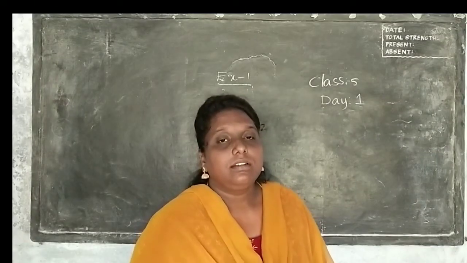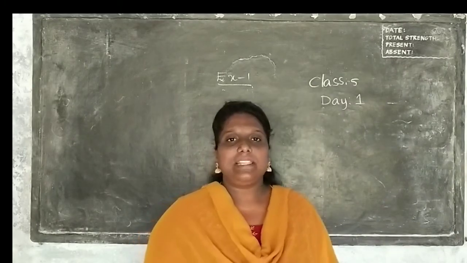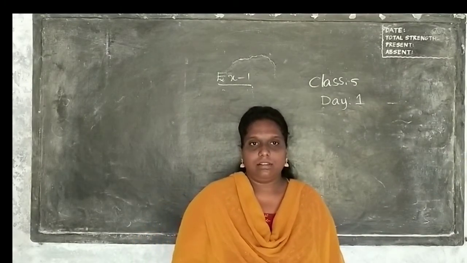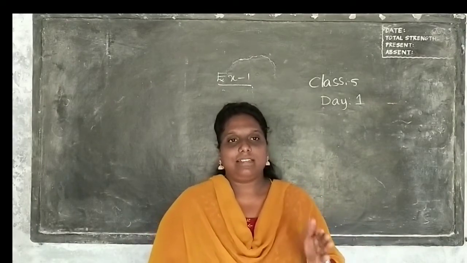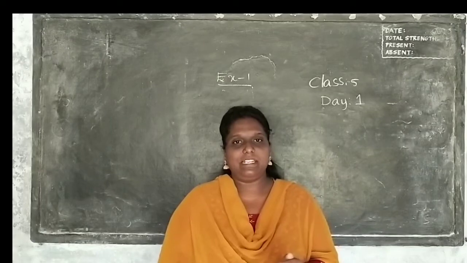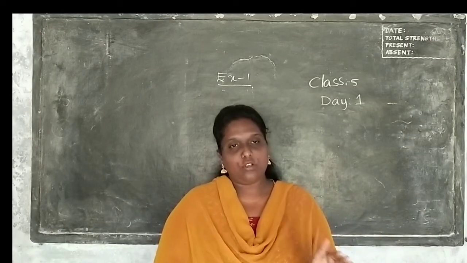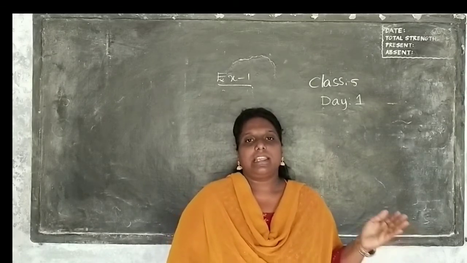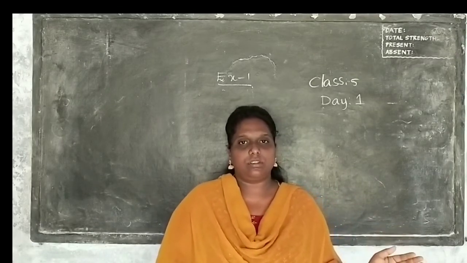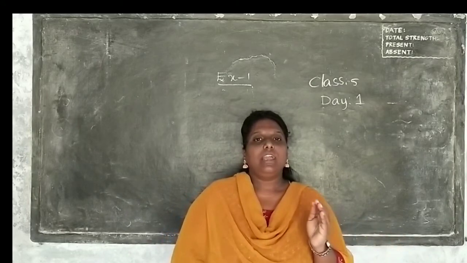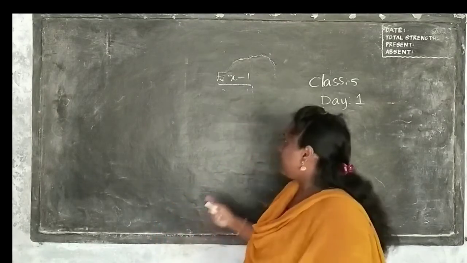Class, children. Up to the last classes you have learned the Indian place value system. Yes, the Indian place value system, what are the periods? Ones, tens, hundreds is one period, and thousands and ten thousands belong to the thousands period. Next, lakhs and ten lakhs period. Next, crores. Okay, children? So according to the Indian system, we have started the exercise today.